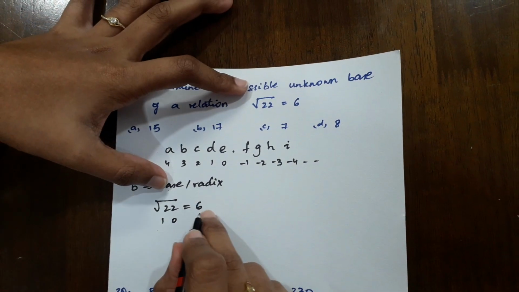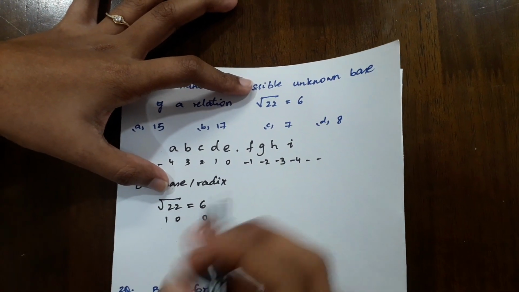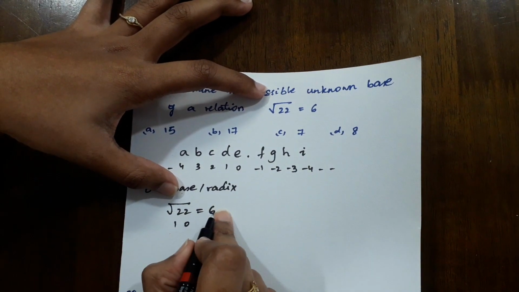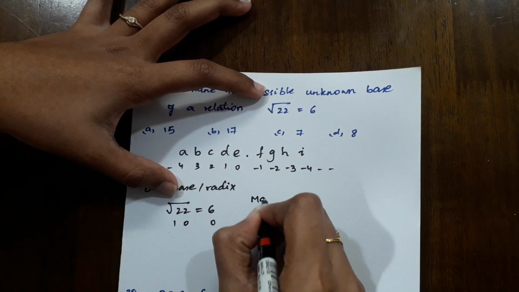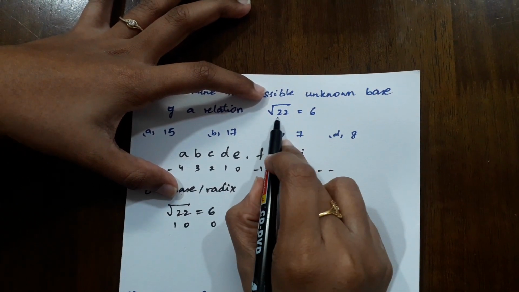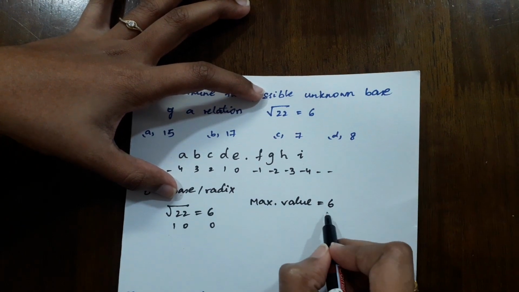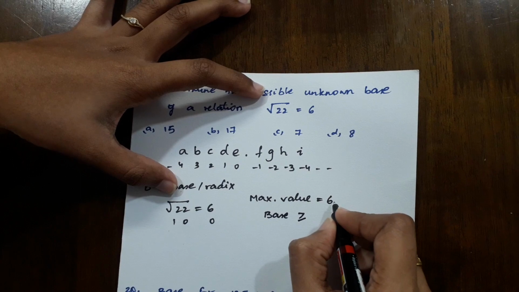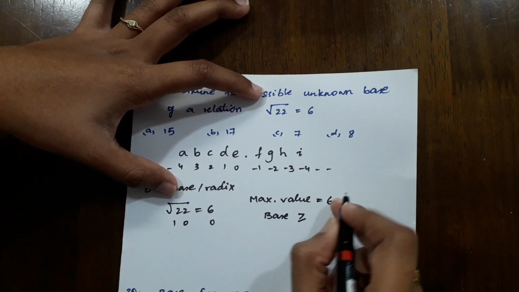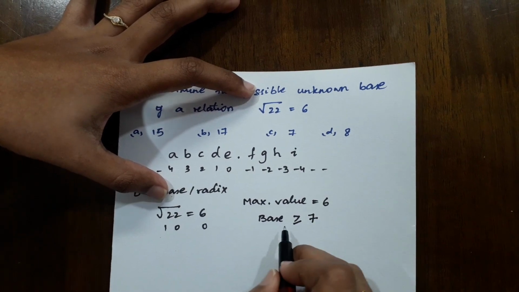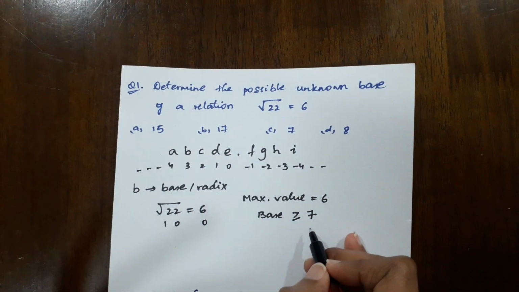One more important thing is a shorter form to find the base for any of this kind of problems. From the given relation, find the maximum value. Here the maximum value tends to be 6, like the maximum of 2, 2 and 6 is 6. Now the base will always be greater than or equal to 6 plus 1, whatever the maximum value is plus that one. So 6 plus 1 is 7, so your base will always be greater than or equal to 7.